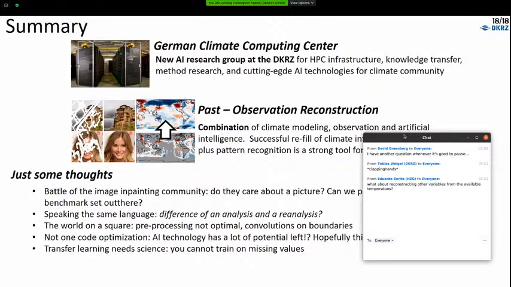Or I can ask, because we just had a text in the chat. And the question is, what about reconstructing other variables from the available temperatures? Maybe pressure, maybe wind speed. Is this something that could be done?